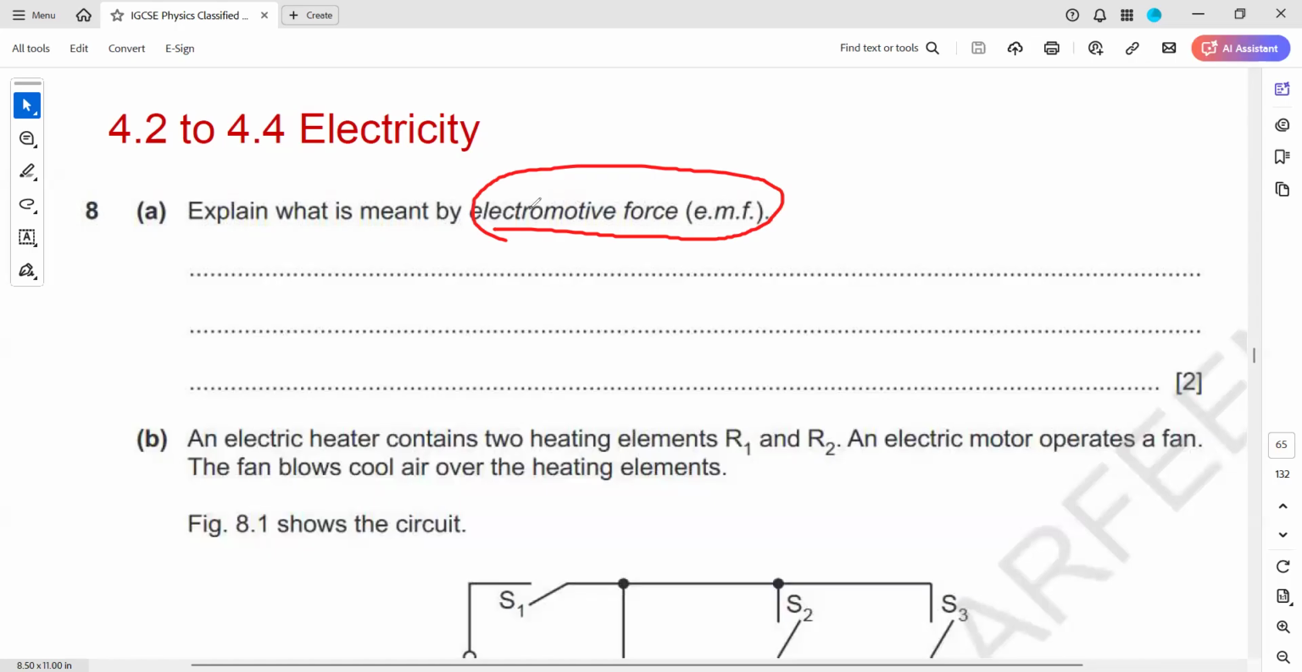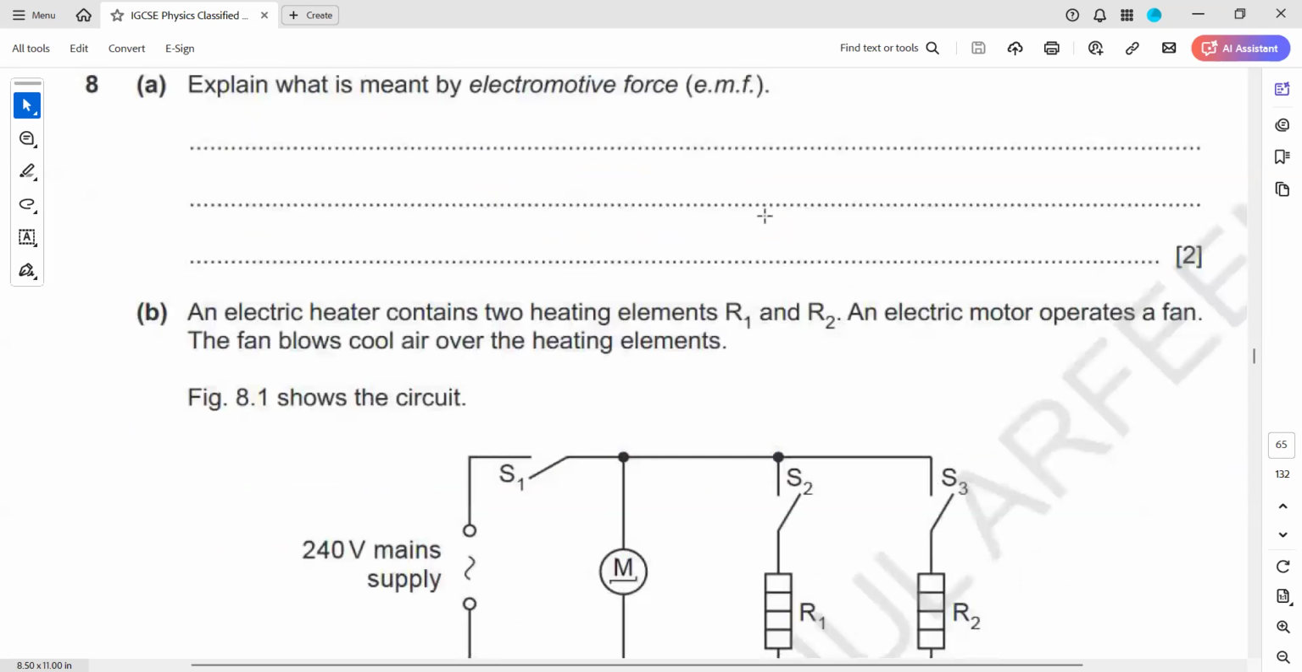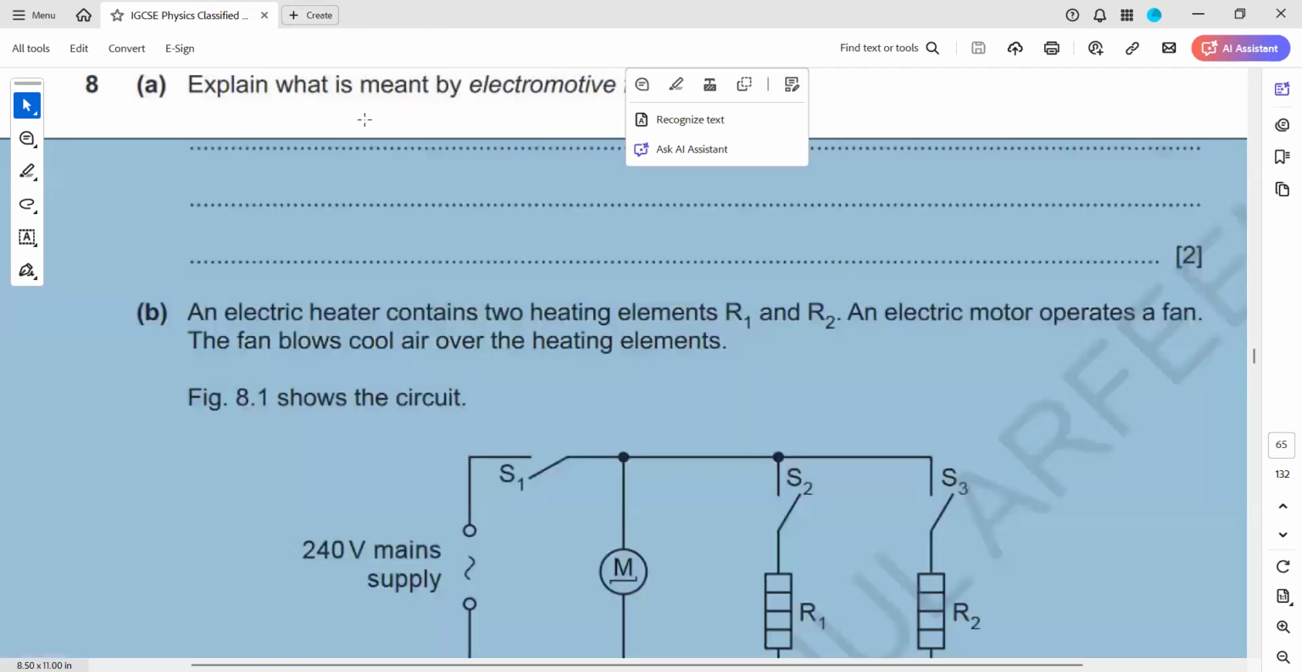So how much work we do on a unit charge so it can move around a closed circuit, we call that electromotive force, or EMF. So EMF is work done on a unit charge to move around a closed circuit. Try to memorize this definition as it is a repeated one. I have shared the PDF about all the definitions.